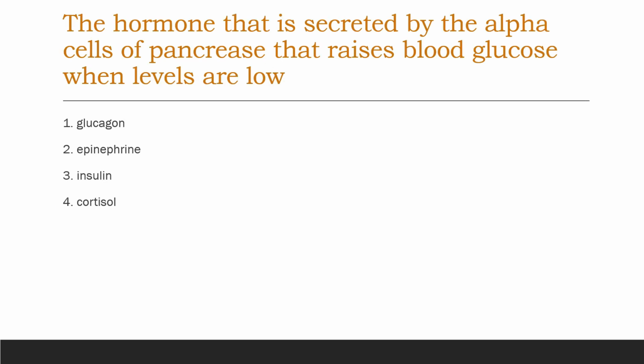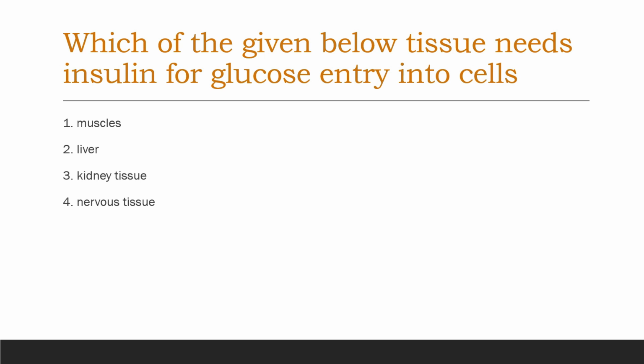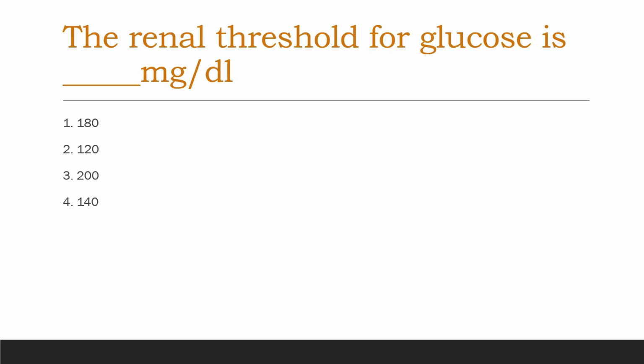Next question, the hormone that is secreted by the alpha cells of the pancreas that raises the blood glucose when the levels are low. That is obviously option number 1, glucagon. Next question, which of the following tissues needs insulin for glucose entry into the cell? Muscle, liver, kidney tissues, or nervous tissues? The option is muscle, as muscles always need insulin for glucose entry into the cells. Next, the renal threshold for glucose is 180, 120, 200, or 140. The correct option is 180 milligram per deciliter.